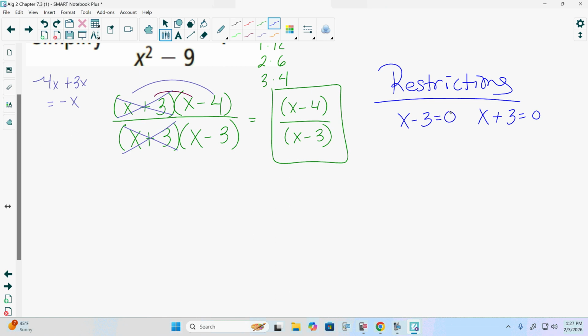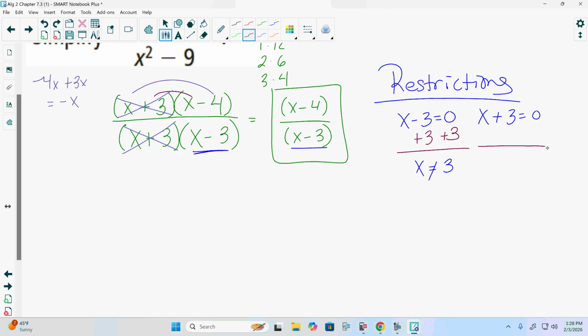Now our restrictions for this here, the two places where the denominator can be 0 are x plus 3 and x minus 3. They're the two places where the denominator could be 0. And with our x minus 3, we'd add 3 to both sides, telling us if x is positive 3, it would make this x minus 3 be 0, because 3 minus 3 is 0, so x cannot be 3.